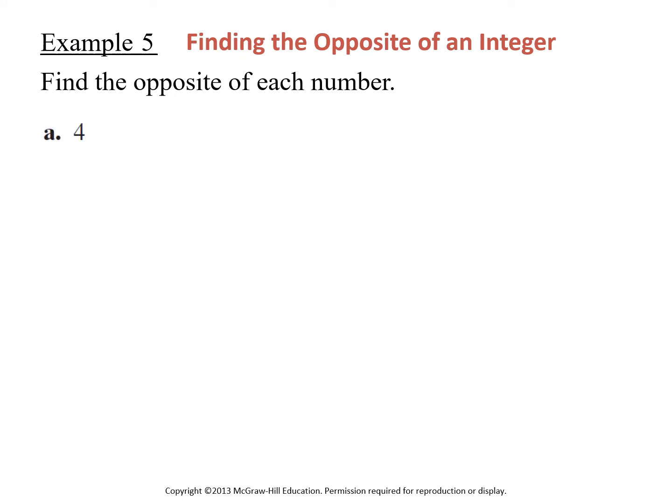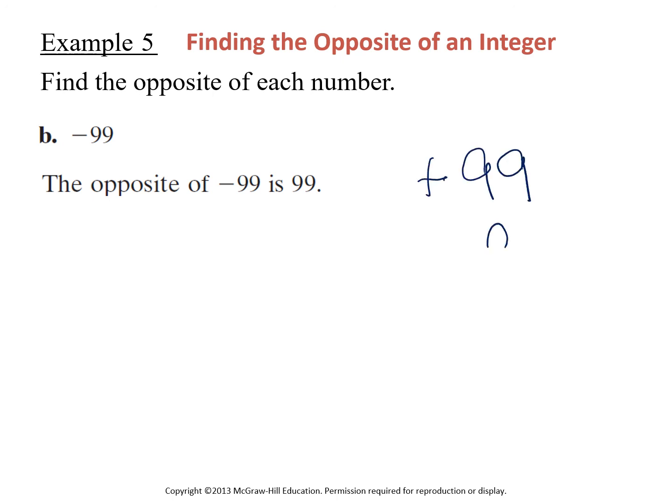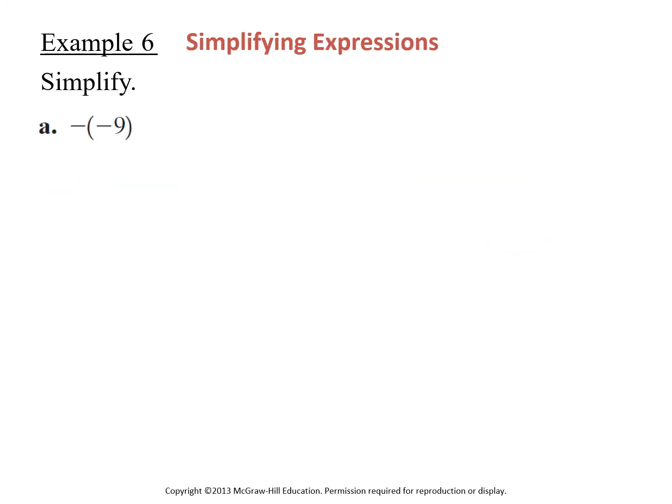Find the opposite of each number. The opposite of positive 4 is negative 4. The opposite of negative 99 is positive 99. And for positive numbers, you can write plus 99 or just 99. It's the same thing. Now here we have the opposite of negative 9. So if we have the opposite of negative 9, that's going to equal positive 9. And we're going to see this a lot in the coming sections.